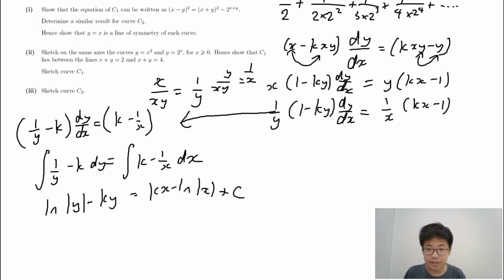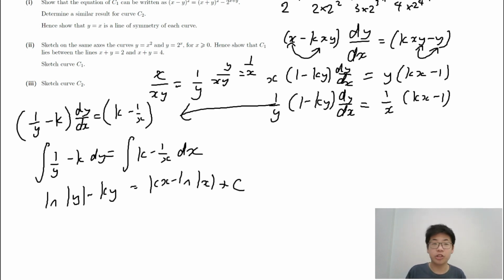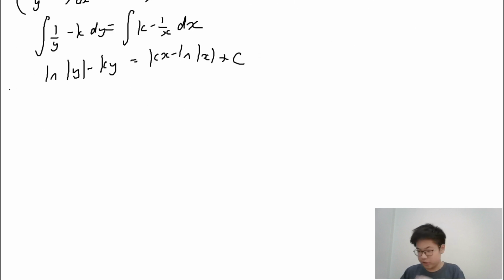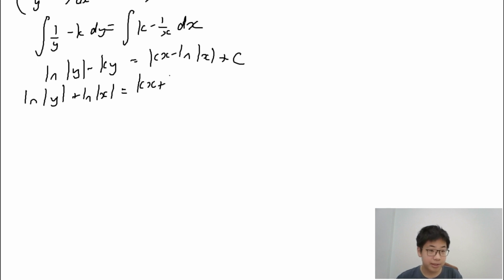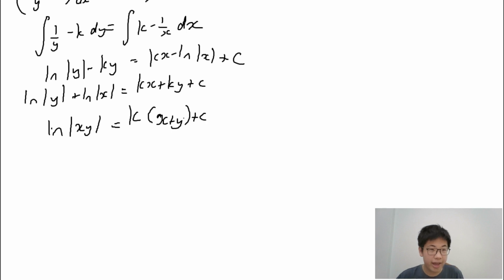And what do we do about it? Do we eliminate the c first? No, we don't. Instead, we put the natural logarithms on one side. Why? It is because we are going to take the exponential of both sides later. So this means ln|y| plus ln|x| equals kx plus ky plus c. Then using the addition rule for logarithms, we have ln|xy|, because ln a plus ln b is ln ab, you know the drill. And then we factorize by taking the common factor of k away into another bracket. So we're now going to take the exponential of both sides.